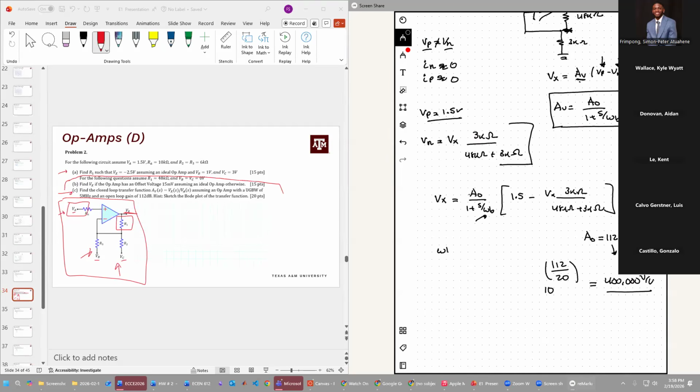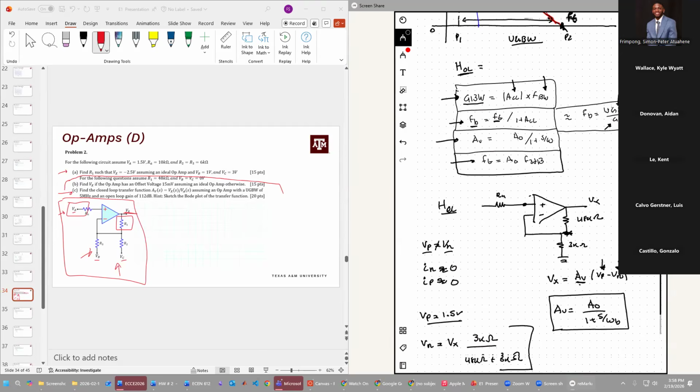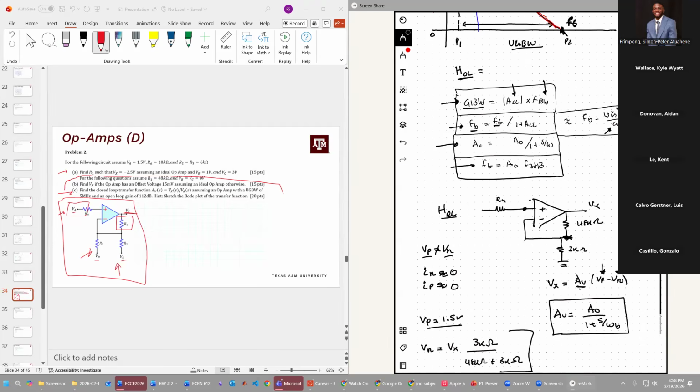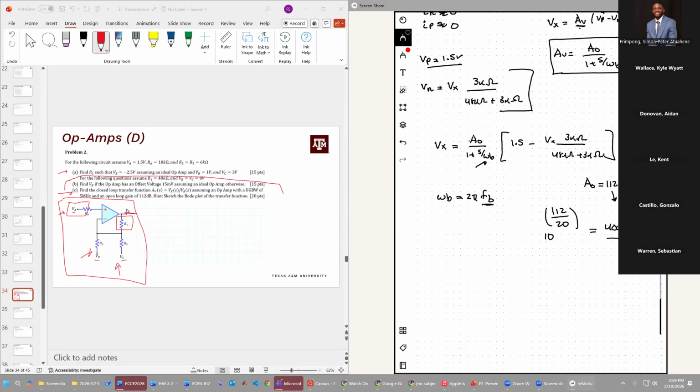And then to find WB, which is just 2 pi of this, I'm going to look at our equations here and see what we can take advantage of. I think we're going to use this equation, because we know the unity gain bandwidth is 5 megahertz. And then G of V, this is actually the ideal gain, assuming the op amp is ideal.